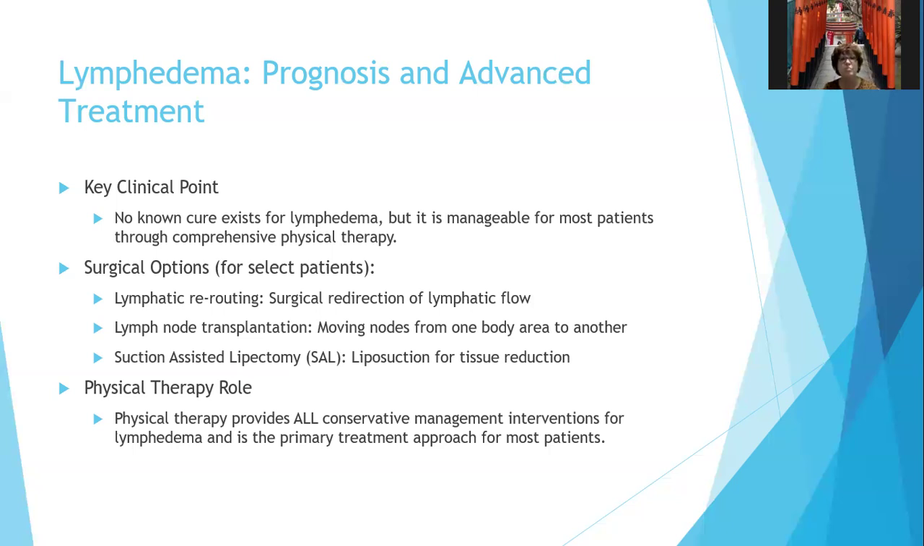So for some people, lymphatic rerouting to redirect lymphatic flow or lymph node transplantation can be helpful. Sometimes the risks outweigh the benefits, though. So physical therapy provides all the conservative management interventions for lymphedema and is the primary treatment approach for most patients.